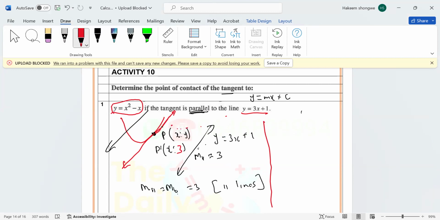I can't use it. Yeah? And you see why they do this, Cotton? It's because they don't want us to use the fact that this one and this one are equal. That is why they give you m parallel. They don't give you m. They don't give you the equation of the tangent.